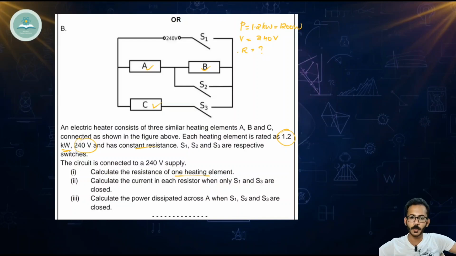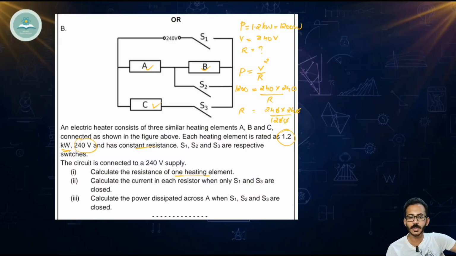Resistance should be calculated. We know the equation connecting power, resistance and potential difference. P is equal to V square by R. Let me substitute values here. P is 1200, equal to V square, 240 into 240, divided by resistance, which we are going to find out. I'll just interchange. R is equal to 240 into 240 divided by 1200.